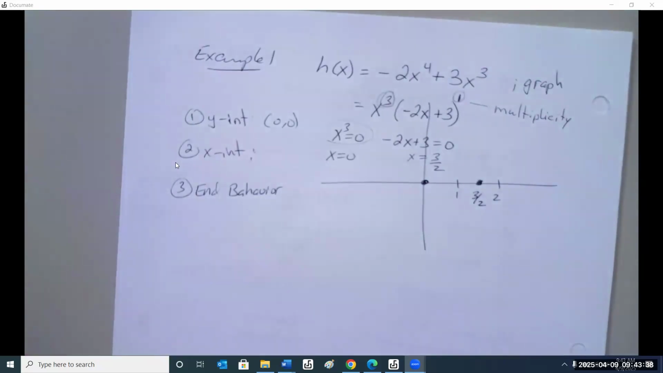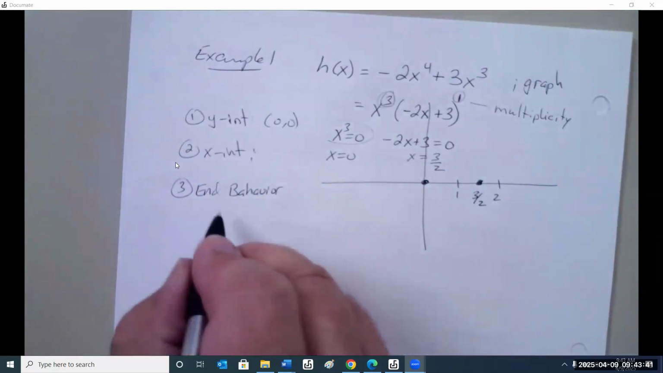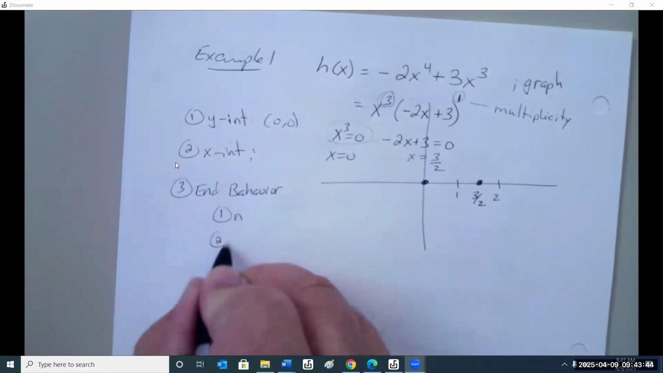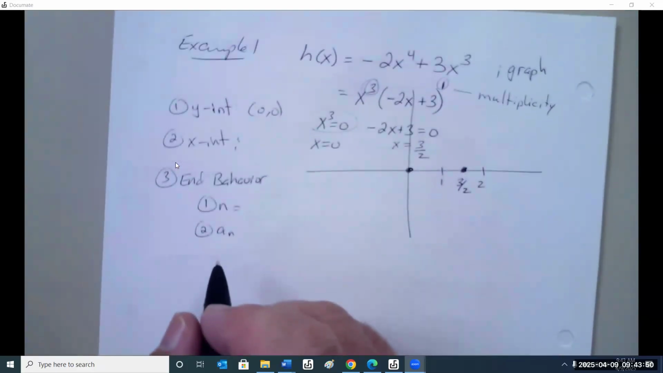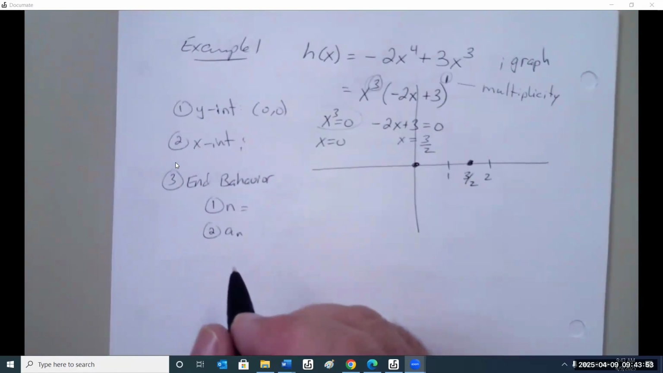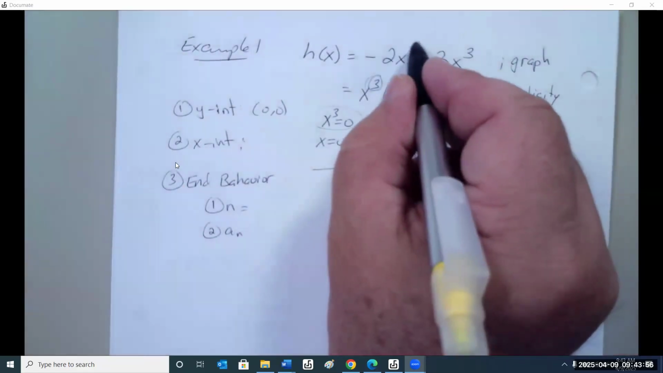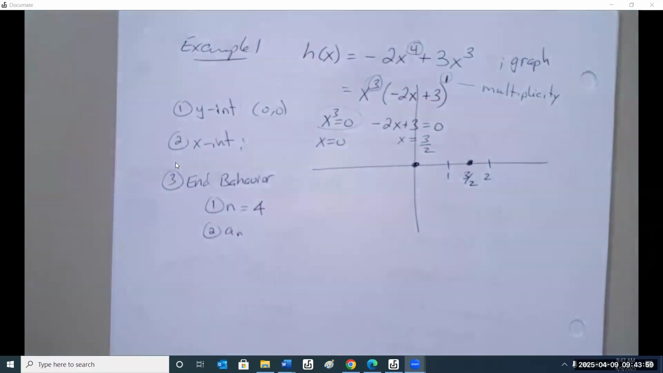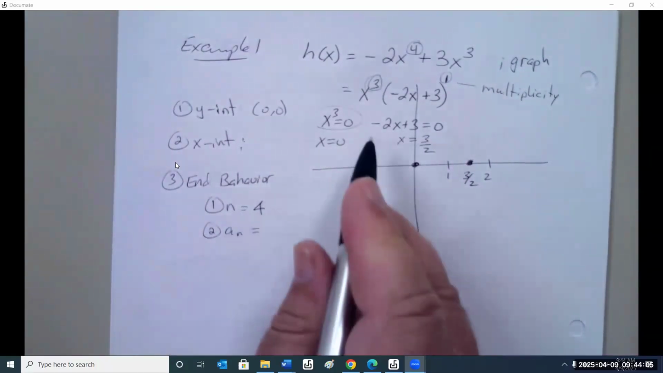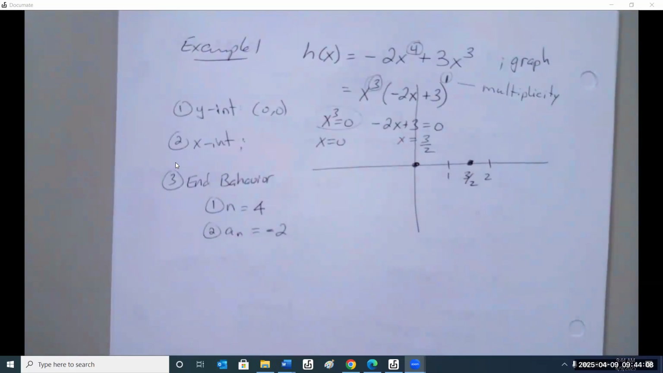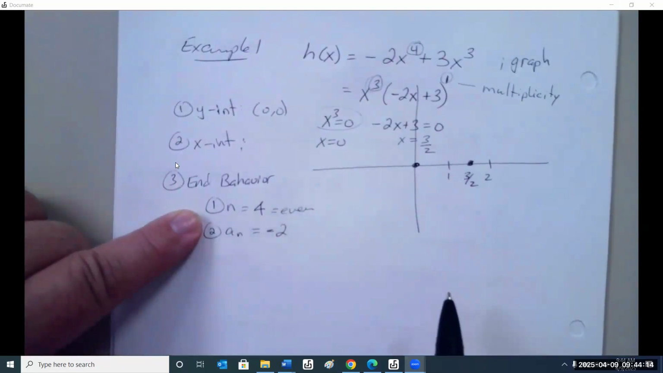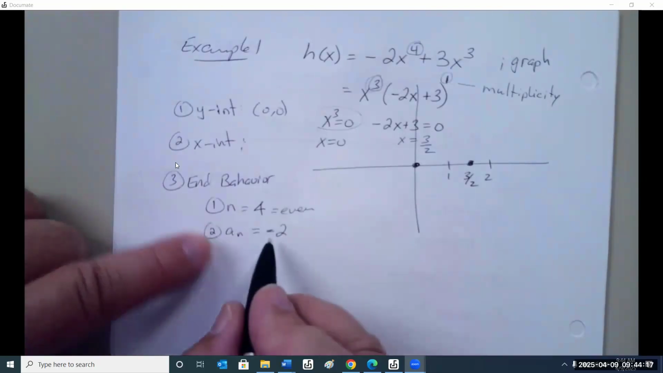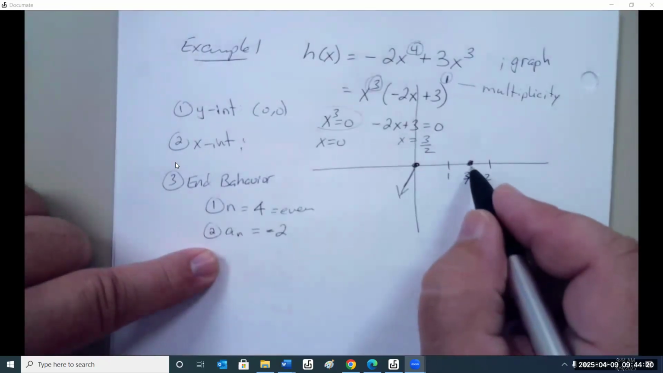What do we notice about the end behavior? n and a sub n. What is n in our example? The 4. It's the degree, so it's the largest exponent. A sub n is the leading coefficient, which is negative 2. Since the degree is even, the ends point the same direction. Since the coefficient is negative, we know the graph will look something like this.